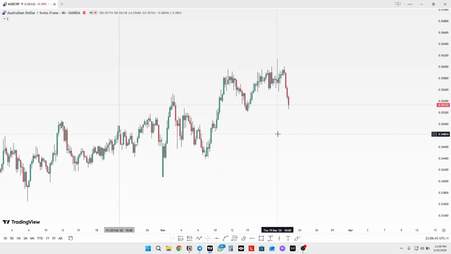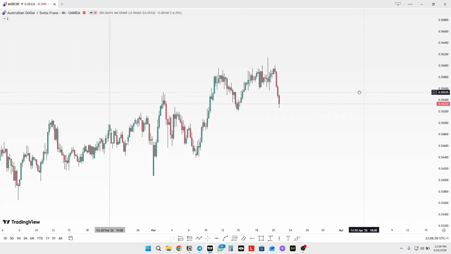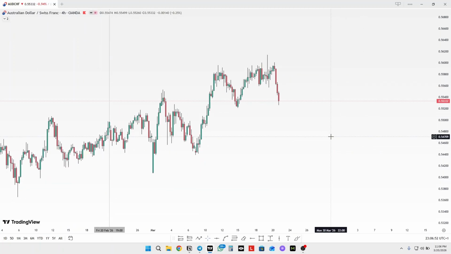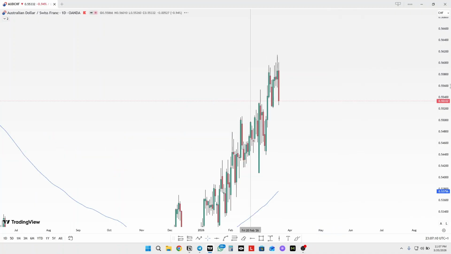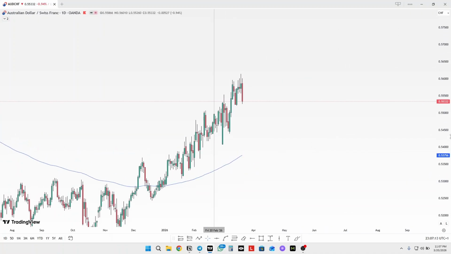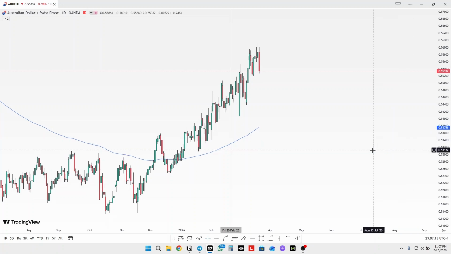So we are on this pair, AUD Swiss franc, Australian dollar Swiss franc, and I want to analyze this pair. Like I said earlier, the first thing you have to know is your trend. The way I get my trend bias, I get it from the daily time frame. So I'm going to switch to the daily time frame right now. And now this is the daily time frame.